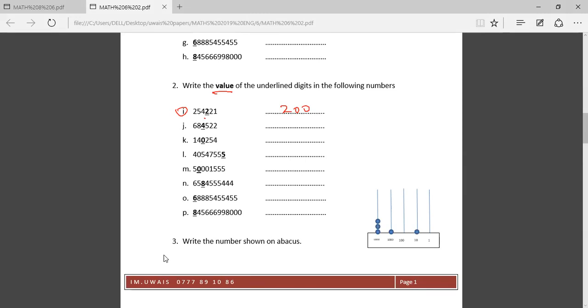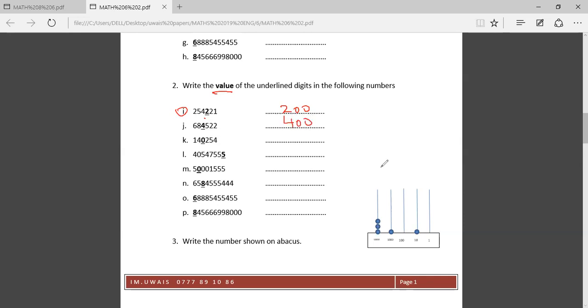Okay, next question. Amina Farshan, you tell the place value of this four. Thousands. Yes, thousands. What is the value of that four? 4,000. Yeah, very good, 4,000.